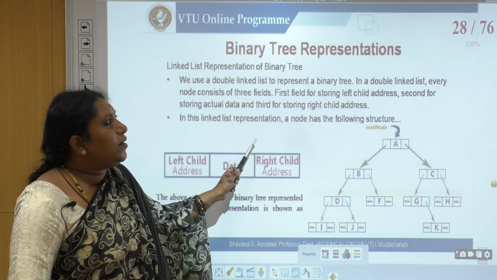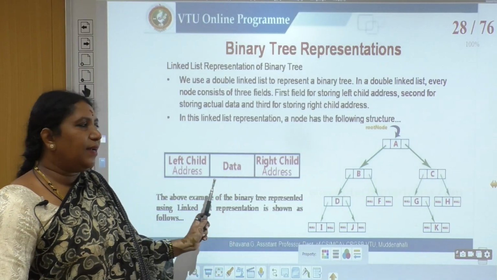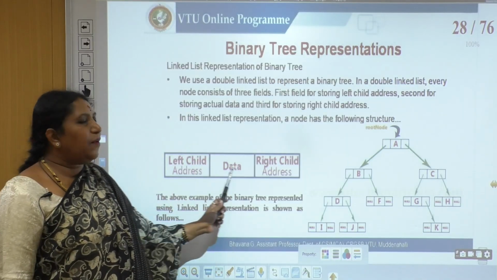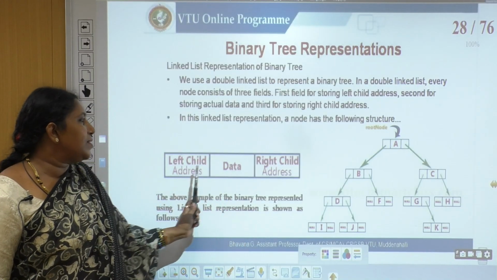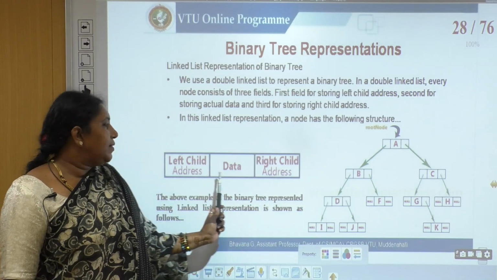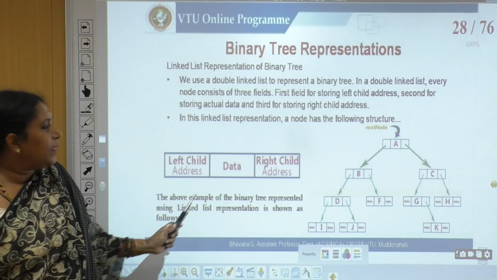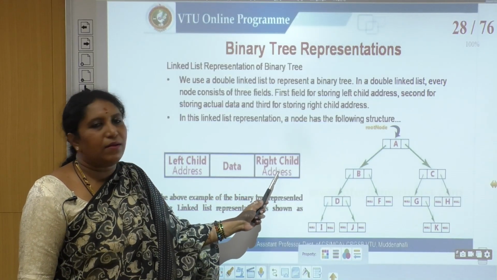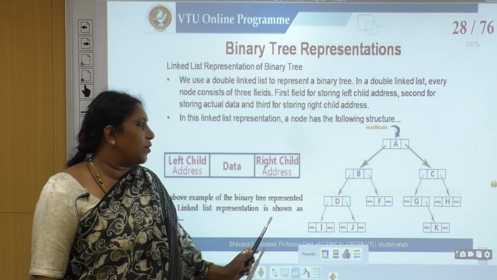To represent a tree, we use a doubly linked list. The node has 3 fields. The first one holds the data. It has the left child address and the right child address. The left child address holds the node which comes on the left side of the tree. The right child address holds the node which comes on the right side.